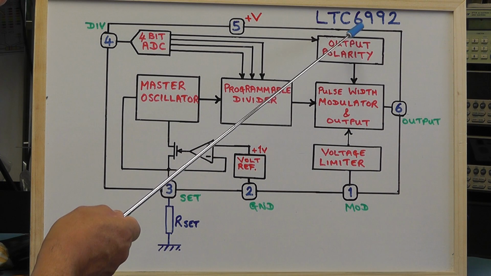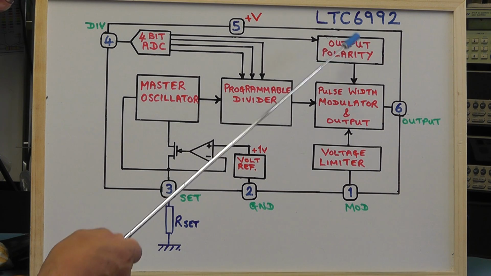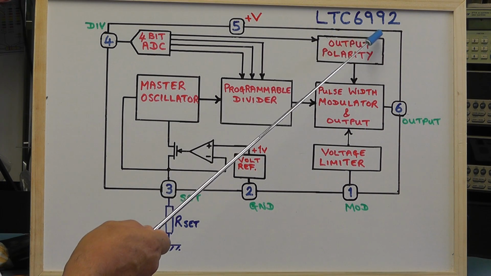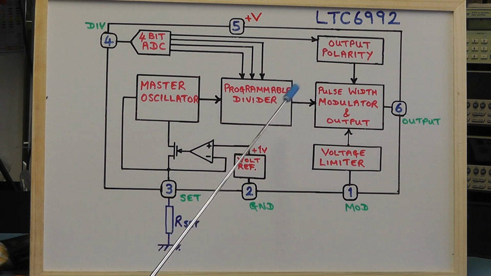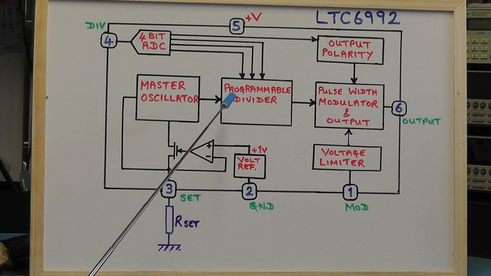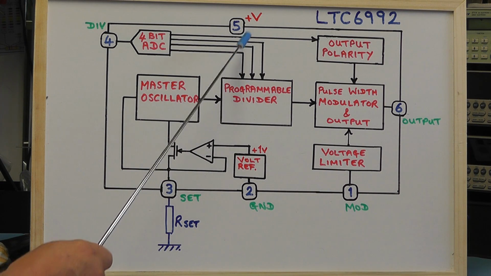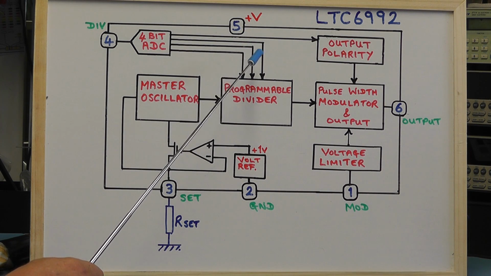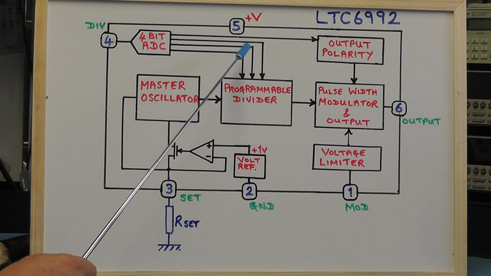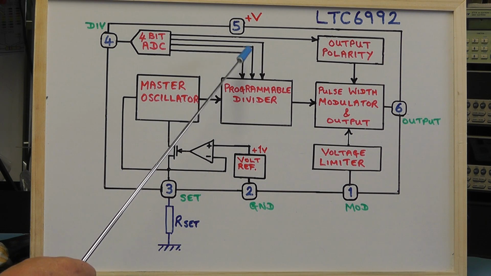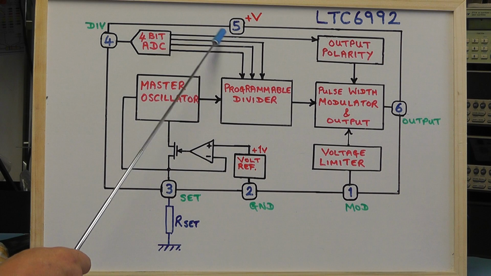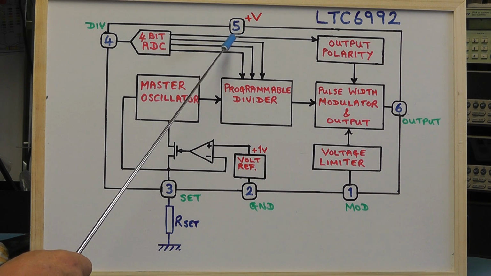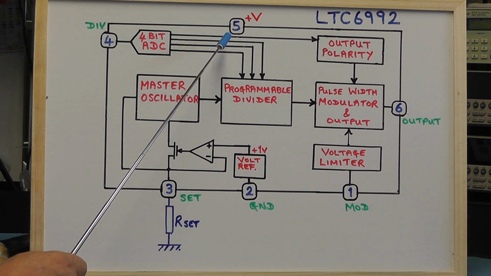So as I say, the version that we're going to use today is going to be the LTC6992-2. Now this IC can operate from a supply voltage of anything from 2.25 volts all the way through to 5.5 volts, and we're going to feed it with a 5 volt supply in our project today.